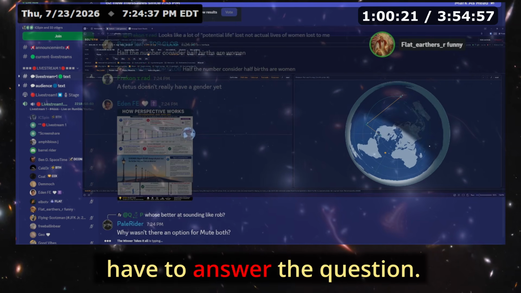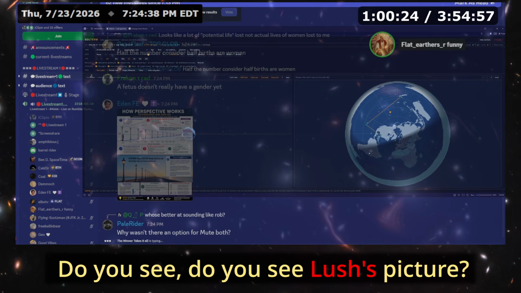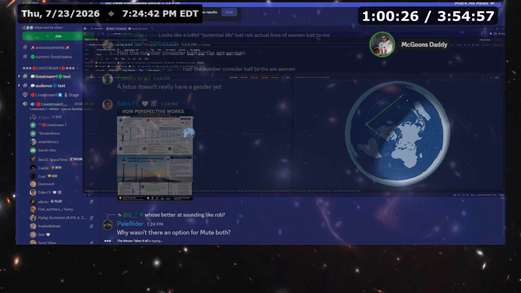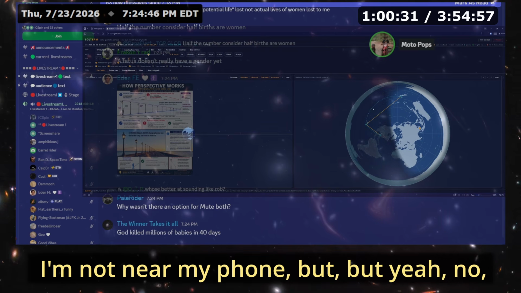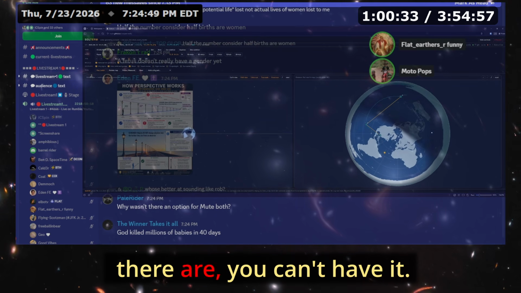So you're just gonna have to answer the question. Do you see the picture? Are those rails crepuscular? Don't answer questions. I don't see a picture. I'm not near my phone.